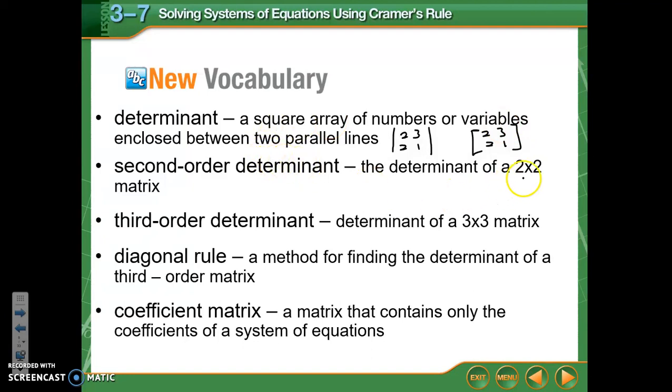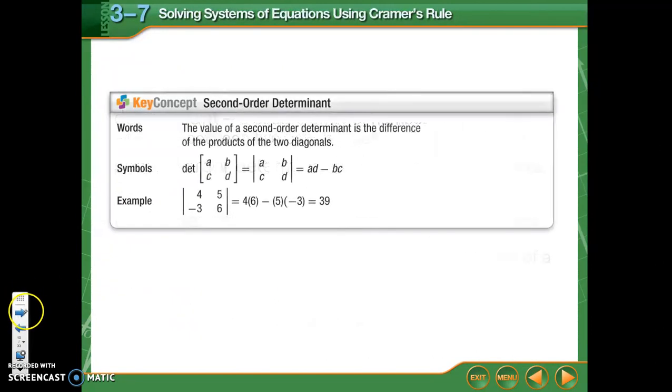And we can find determinants for 2 by 2 or 3 by 3 matrices. You can actually find them for any square matrix, but the only ones we're going to learn to do by hand are 2 by 2 and 3 by 3 matrices. The diagonal rule is the special way that we're going to find third-order determinants. And a coefficient matrix, which is something that we'll use when we use Cramer's rule, is a matrix that only contains the coefficients without the variables. But we're going to start by talking about determinants.